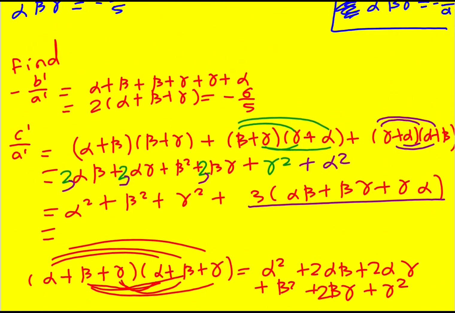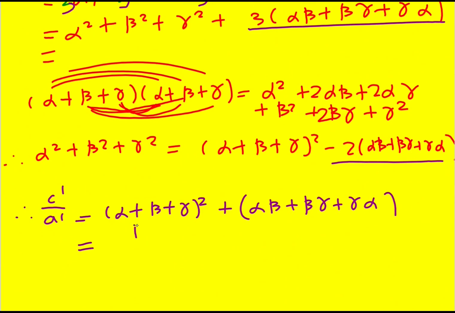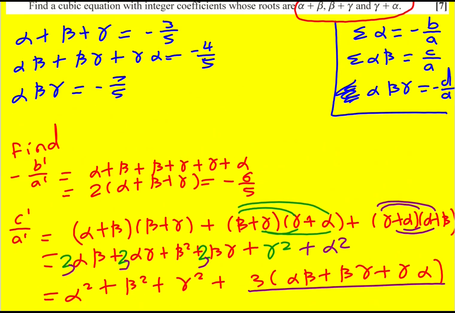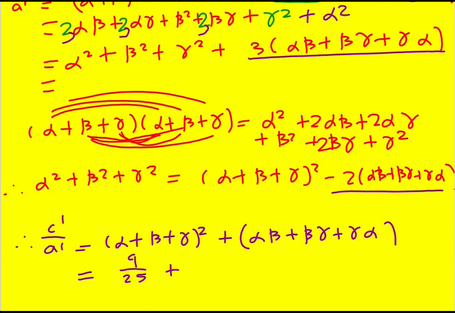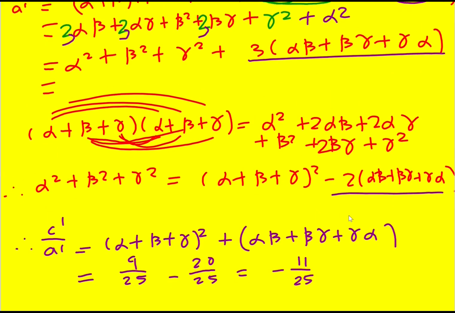Okay, and then we've got minus 3 over 5 all squared, so 9 over 25, plus the pairwise sum, that's minus 4 over 5. Minus 4 over 5 becomes minus 20 over 25, which gives me minus 11 over 25. Let's just keep track of this then.